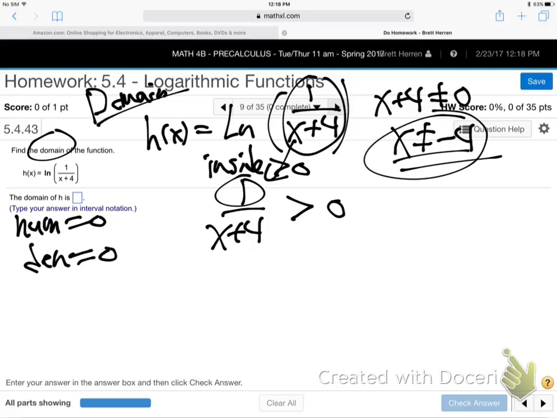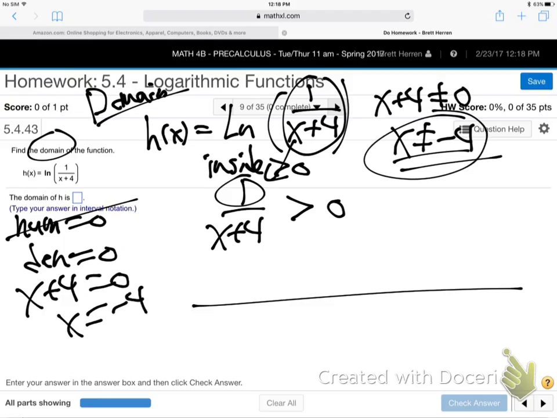Numerator, that's just 1. That's never going to be 0. It doesn't have an x, so skip that. Denominator, that's x plus 4 equals 0. We already solved that once, -4. So put that on. That's the only spot that's going to go on the number line. Remember that from last week, or 2 weeks ago, something like that?